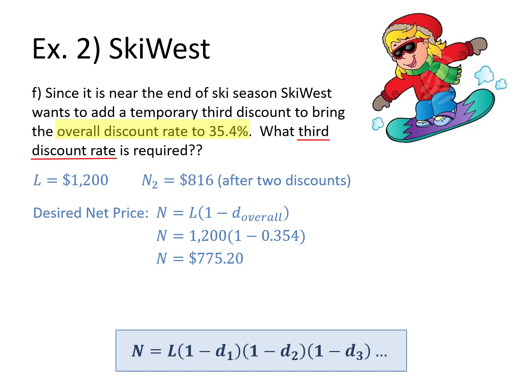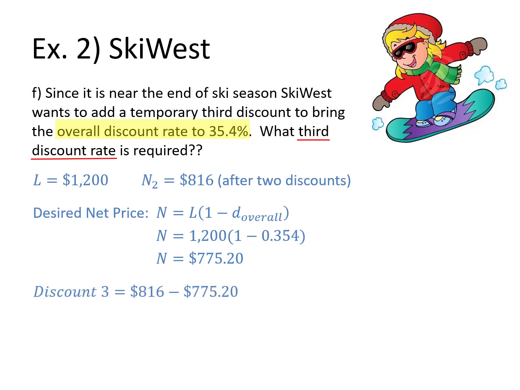What we're looking for is what this third discount right here is going to be to make that happen. The first two discounts are remaining as is, so we need a third discount to make that happen. Well, how do we calculate a discount? We compare the before and after. So the dollar amount of discount is going to be the $816 after the second discount minus the $775.20, giving us $40.80.